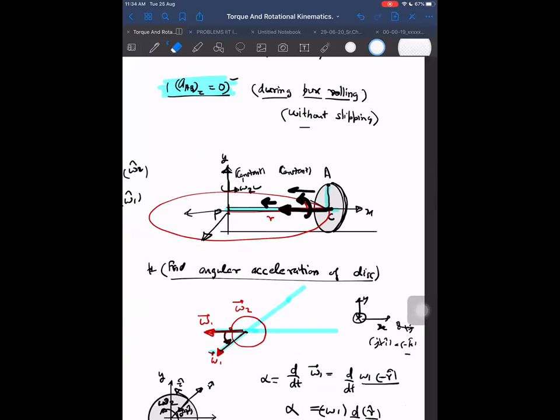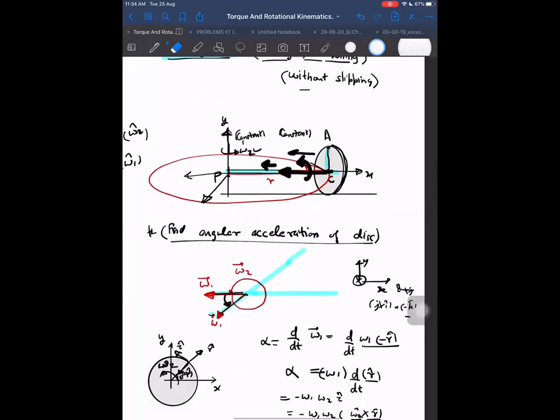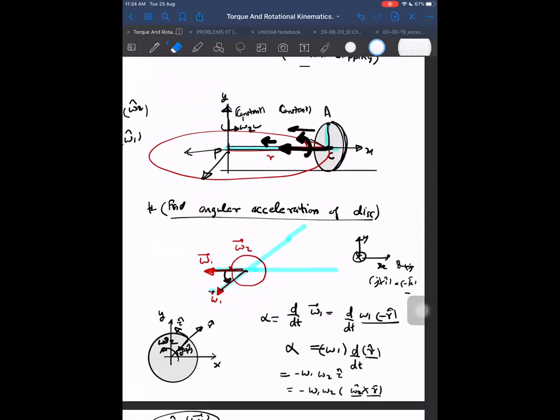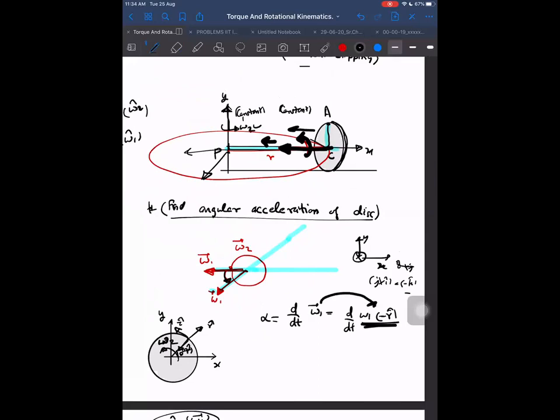Yesterday we wrote that in this problem acceleration equal to d omega 1 by dt, r cap. How did we write that? Alpha equal to, why did I write this? That is the direct formula only. Omega 1 vector is equal to omega 1 magnitude into minus r cap. What is the problem? It is direction only. Direction is along minus r cap.